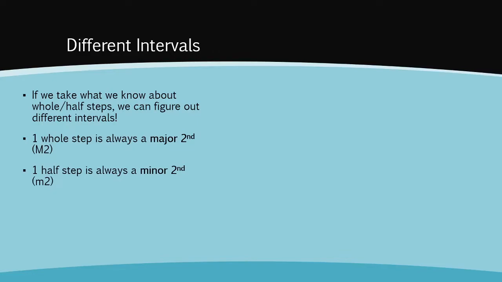So you do see I have a capital M and then a lowercase m. The capital M is for major, okay? The lowercase m is for minor, always, okay? So just remember that. If you have to shorthand it, make sure that you know the capital is for major, the lowercase is for minor, okay?